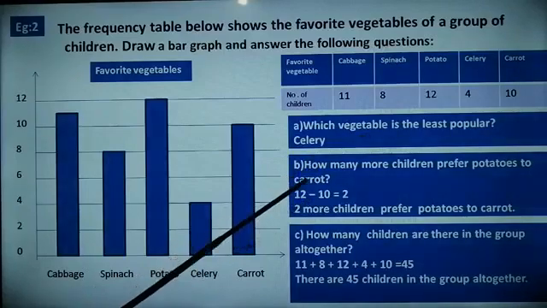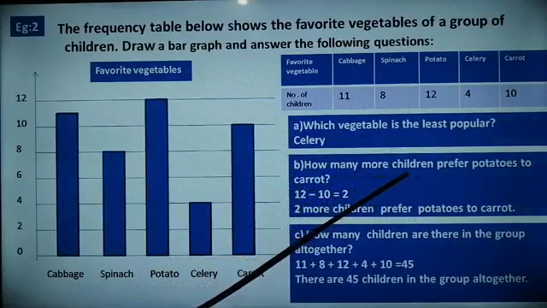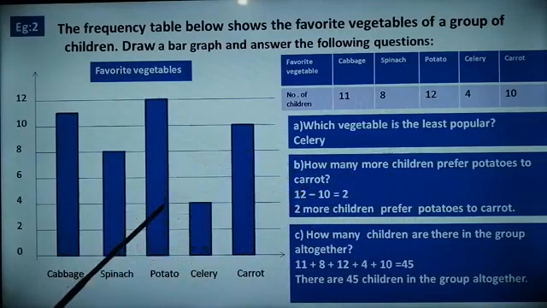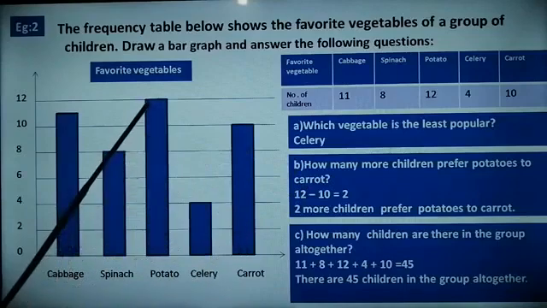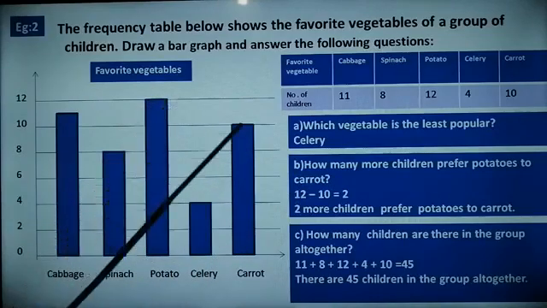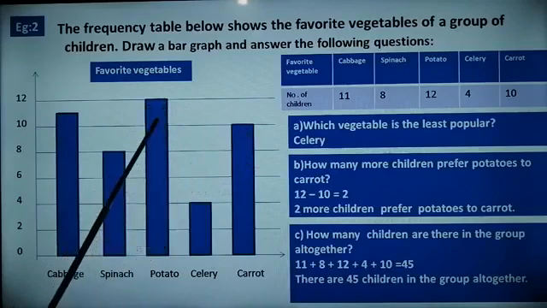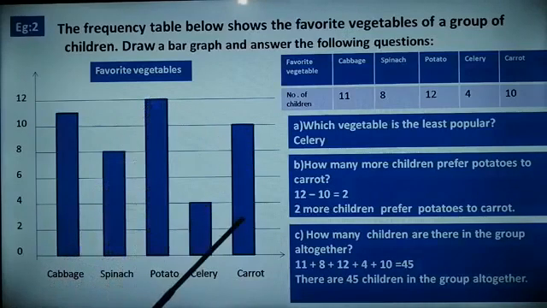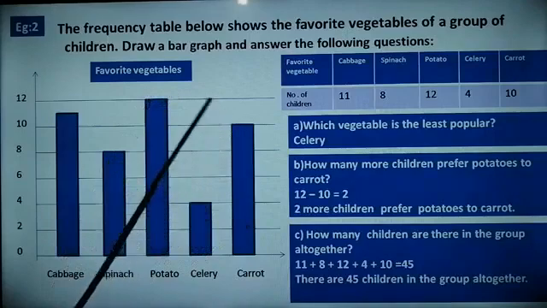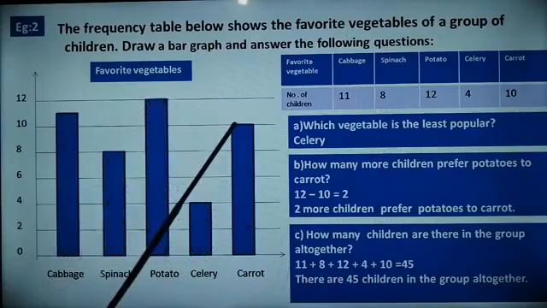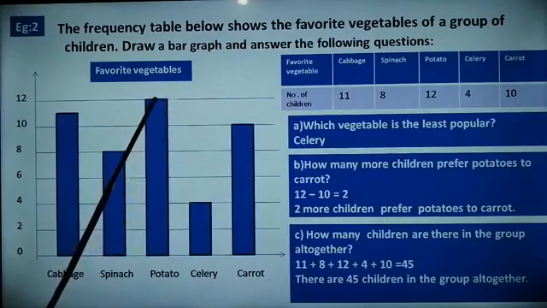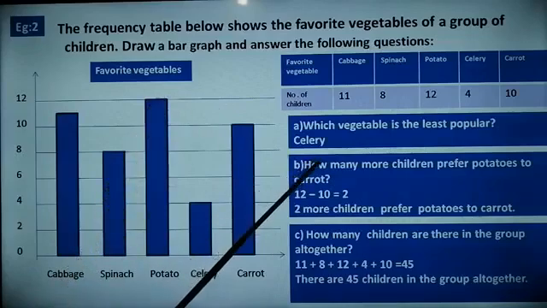So question B, how many more children prefer potatoes to carrots? So you have to compare the bars, potato and carrot. Check the bars. Here it is 12 and for carrot it is 10. So comparing potato and carrot, this one is the tallest, isn't it, than carrot. So we have to find how much more the difference is. Okay, here it is 10 and here it is 12. So what we will do, we will find the difference between these two. Difference means subtraction.